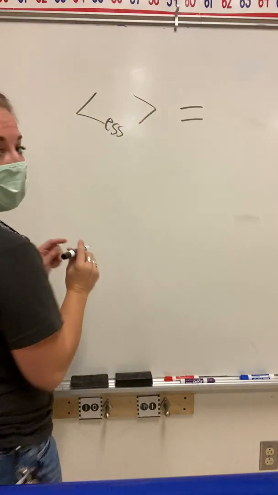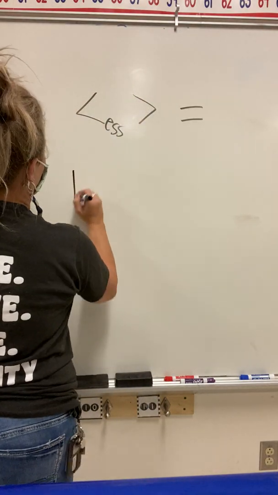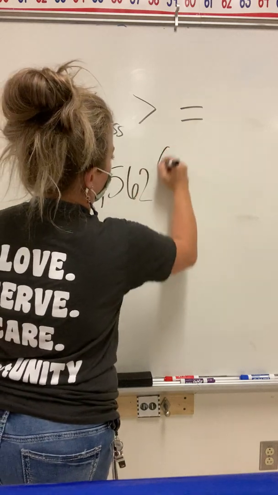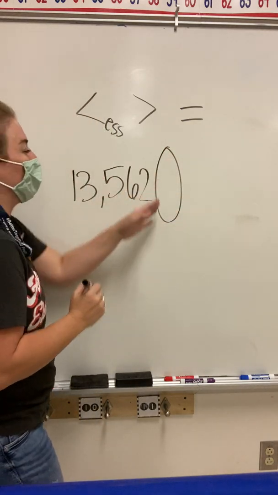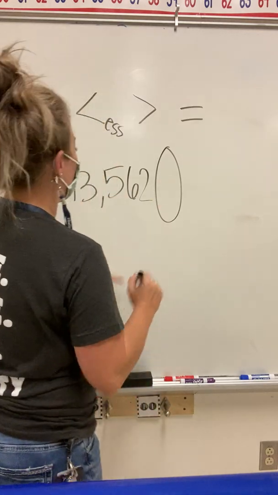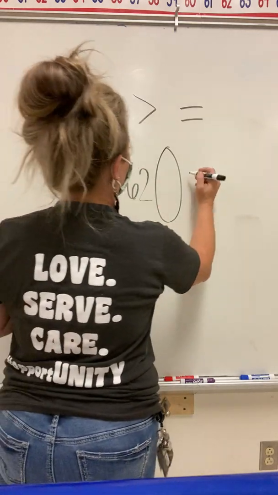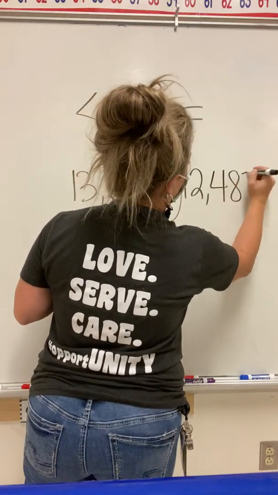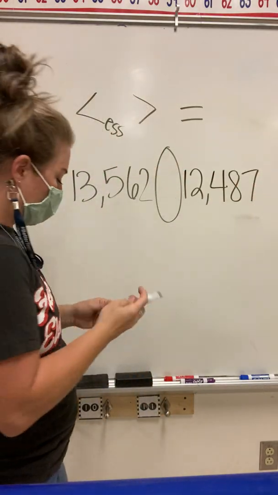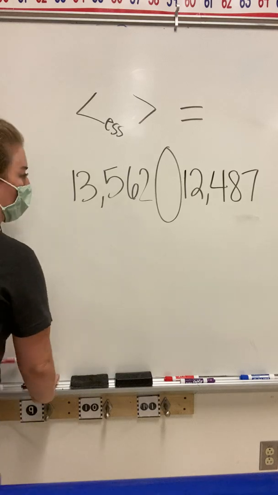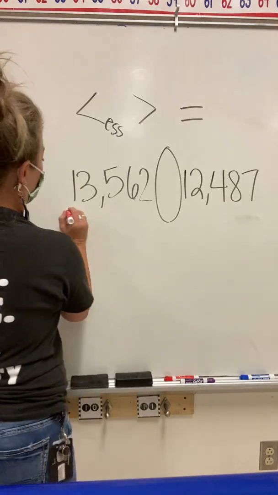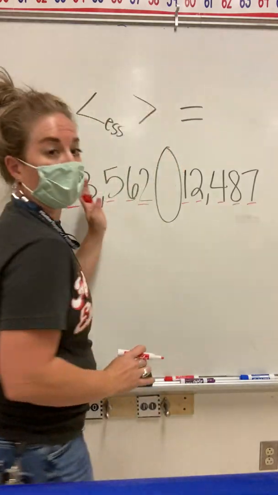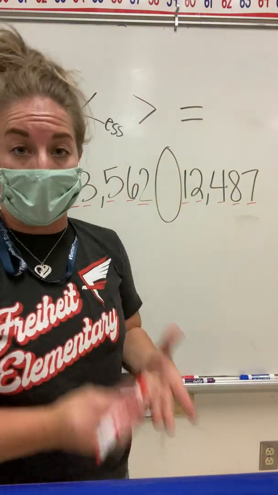Let's do one more. So my next one, I'll do 13,562, my comparing symbol, or my comparing circle, and then I'm going to compare it to 12,487, okay? Okay, so when I'm comparing, I always count how many places I have first. 1, 2, 3, 4, 5. 1, 2, 3, 4, 5. I have 5 and 5, so now I must look at their values.